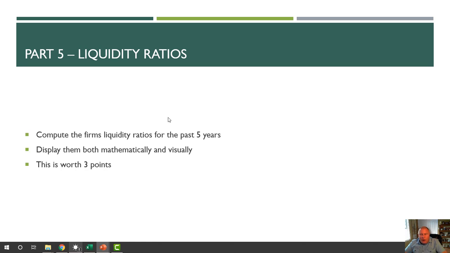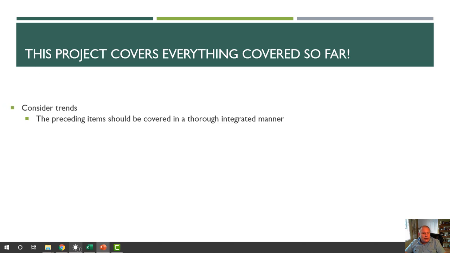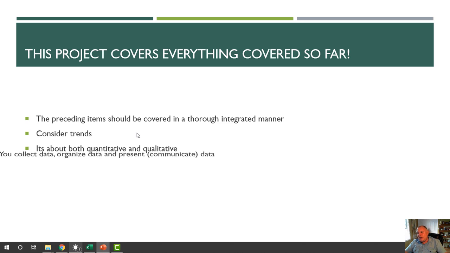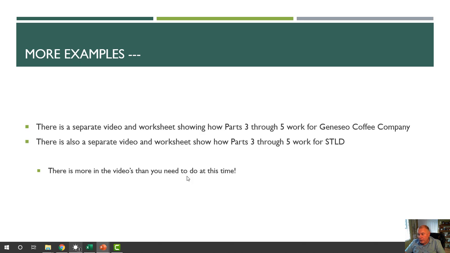So this is sort of the first assignment. Everything is going to build on this, so make sure you take your time on it. Think about how you're going to tie these together. Always consider trends. When we get into analysis, it's about quantitative and qualitative. So in this step, you're going to collect data, organize data, and communicate data. Then, after we're done with this, the next step will be to analyze and tie it together.